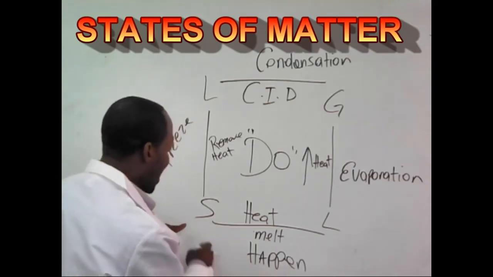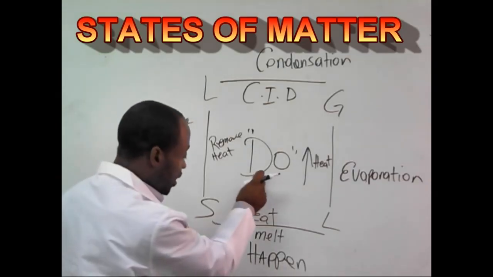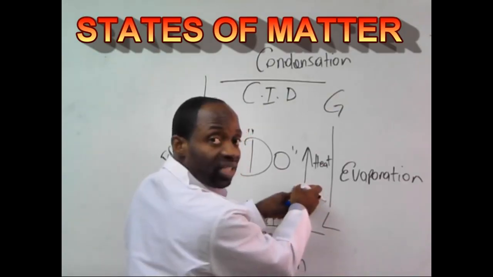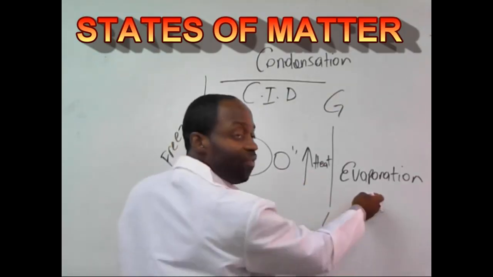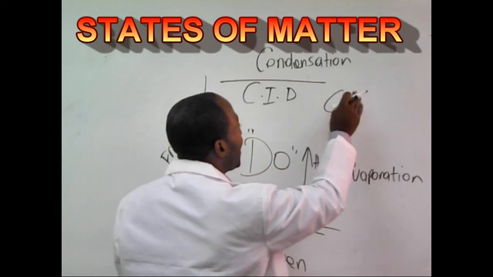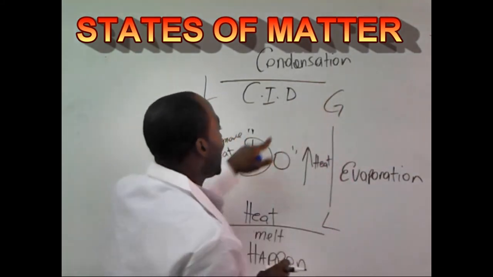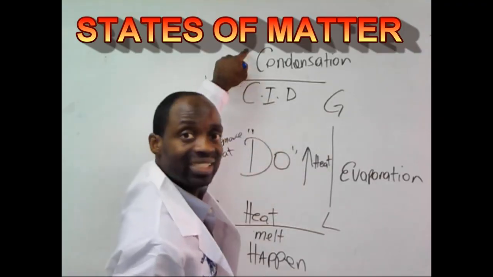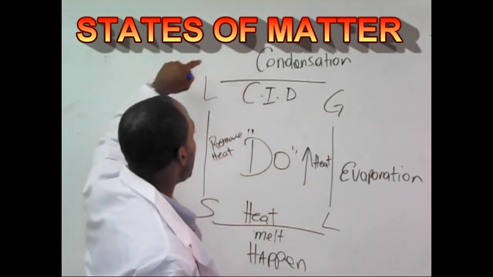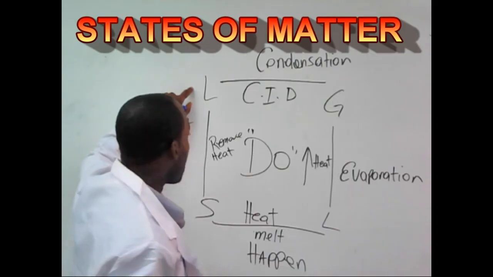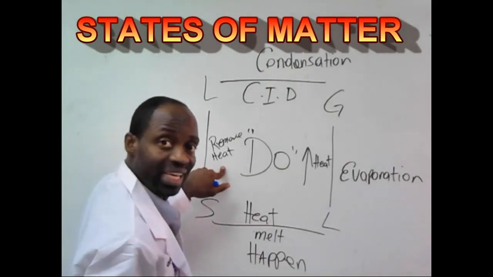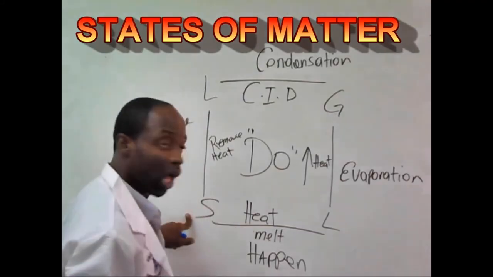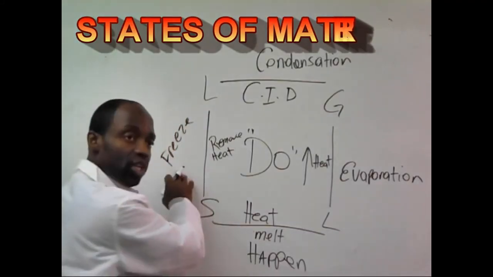Let's recap. I have a solid, I do heat, melt happens. Now I have a liquid, I increase heat, then evaporation happens, turns it into a gas. Now I have a gas, I do cool down or reduce the temperature, then condensation happens. Now I have a liquid, so now I need to what? Remove the heat. That's what I do, and it turns into a solid. And what happens? Freeze happens.